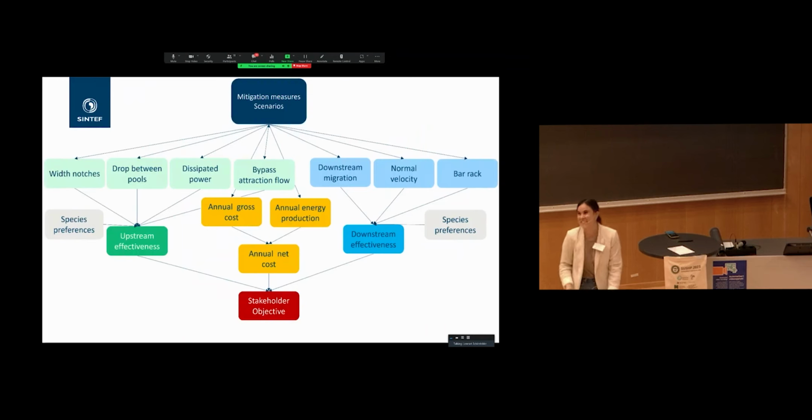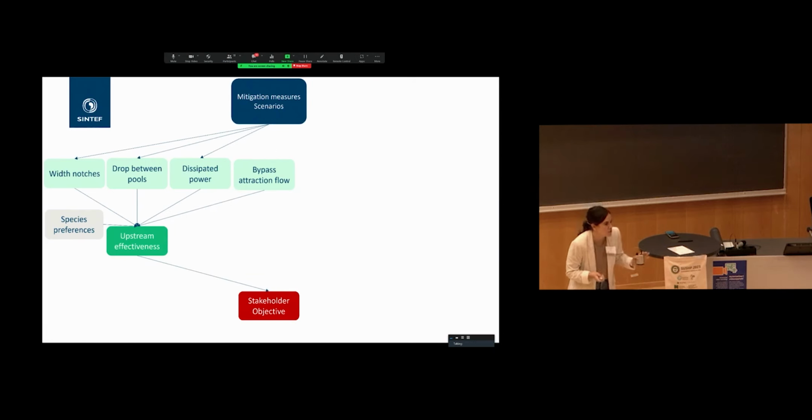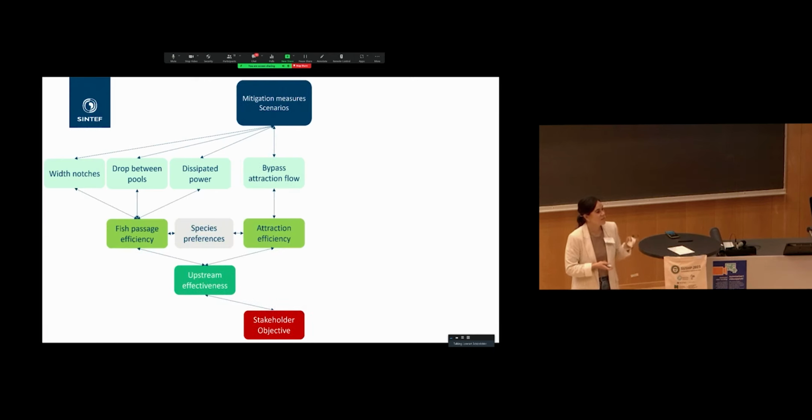So this is the network we built for Las Rives with all the nodes. We see in green the upstream effectiveness, in blue the downstream, and we also have the cost of the different scenarios. So I will just show you a bit of detail about how we define upstream effectiveness. To do this, we use indicators for fish passage and also attraction efficiency.